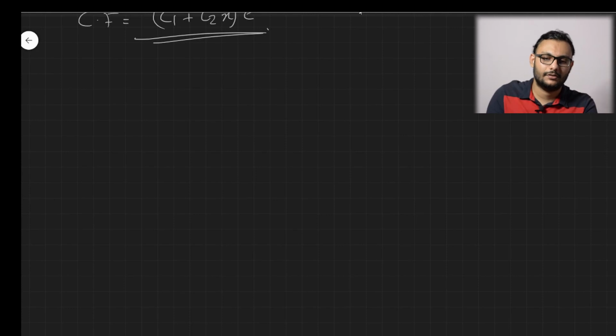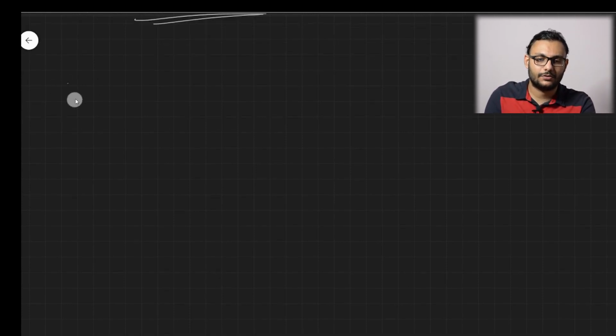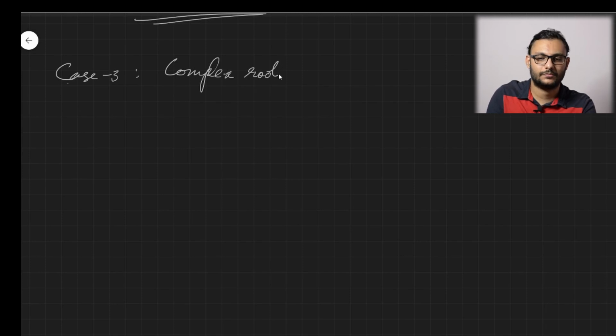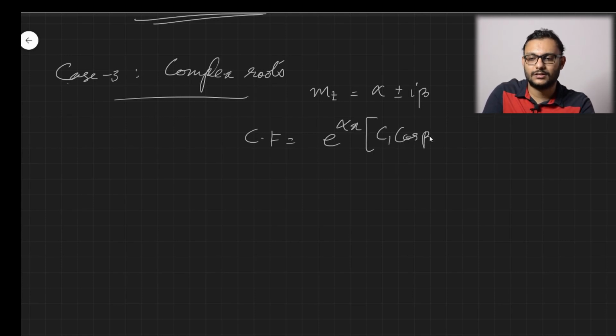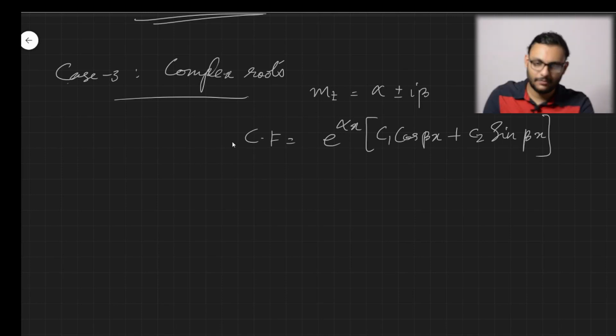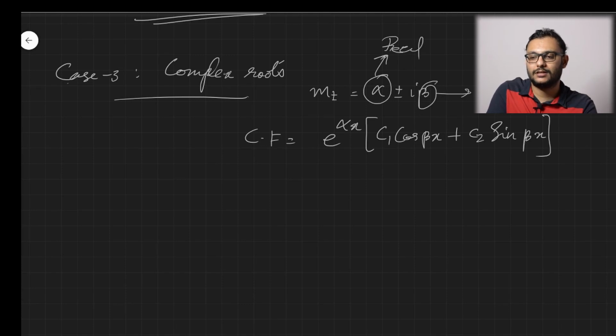Now in case 3, we may encounter not only real roots but also complex roots. Suppose the roots, m1 or m2, you can call it whatever, are in the form alpha plus or minus i beta, then the complementary function is given by e raised to alpha x into (c1 cos beta x plus c2 sin beta x). This will be the complementary function if the roots are complex, where alpha is the real part of the roots and beta is the imaginary part of the roots.